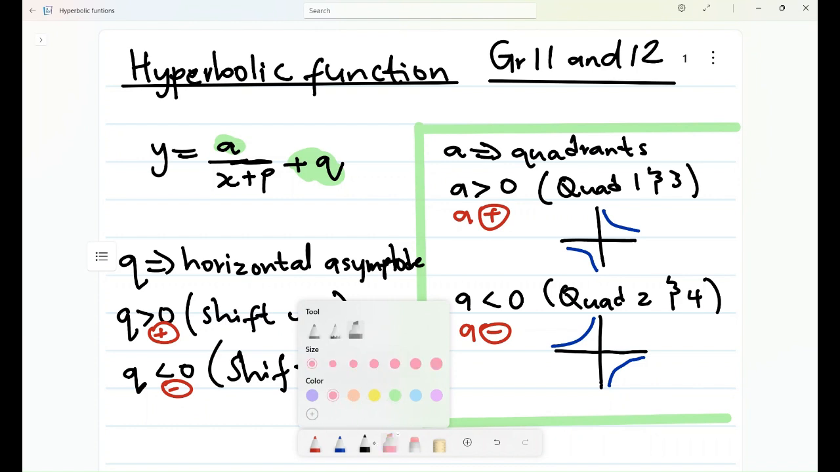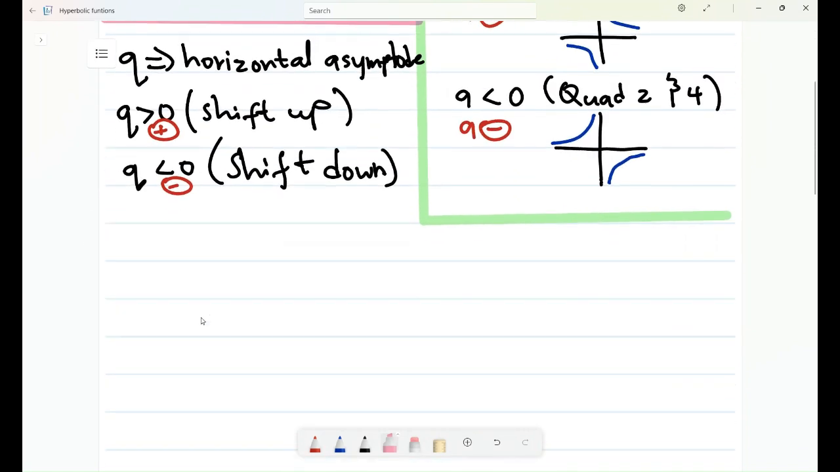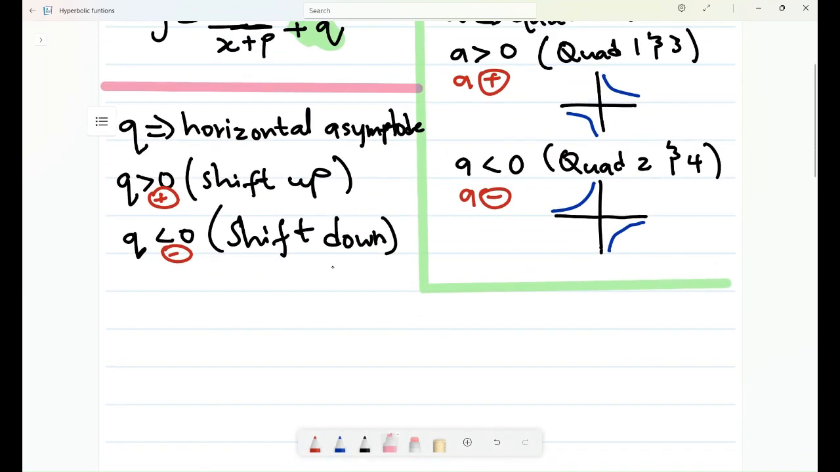Now I'm going to talk an interesting language. This is where people get confused when they come to grade 12, sorry, or rather grade 11. When it comes to the value of Q on all functions, trigonometric functions and so on, this is where people get confused.